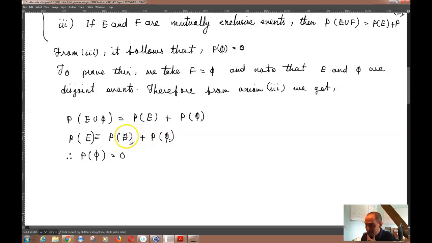So now let S be this sample space containing outcomes omega 1 through omega n.